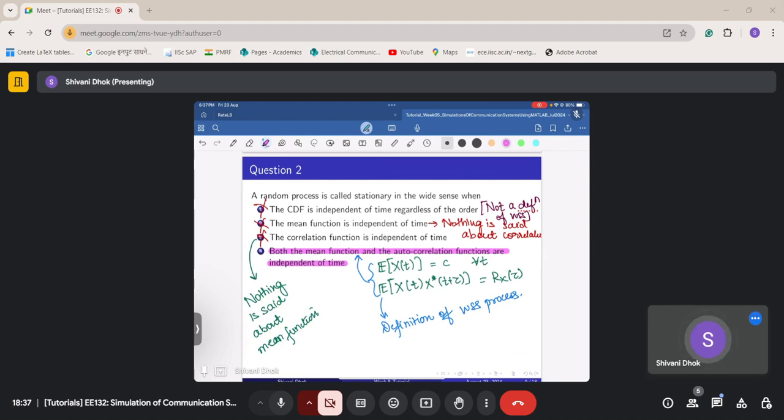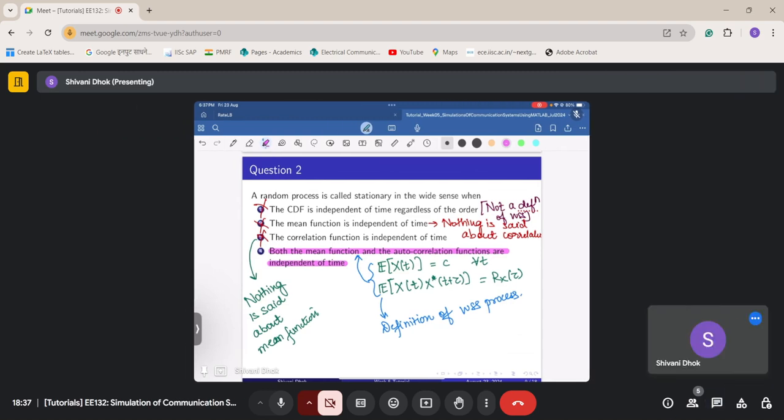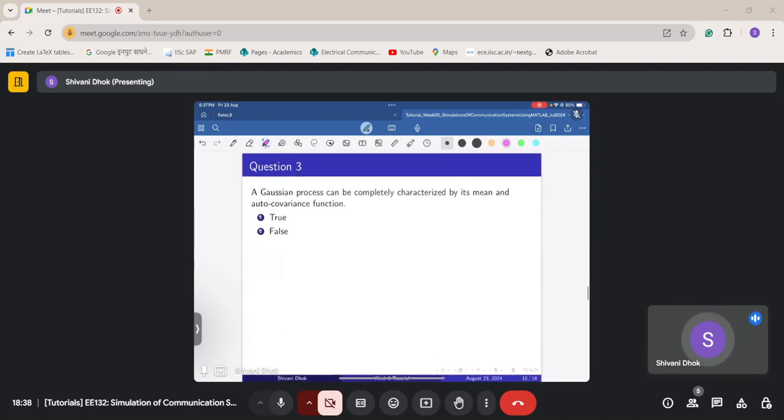Any questions? Okay, if there are no questions, then let me quickly move on to the next question. The next question says that a Gaussian process can be completely characterized by its mean and autocovariance function. Is this true or false?